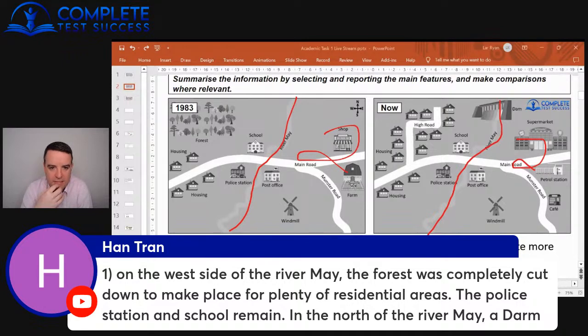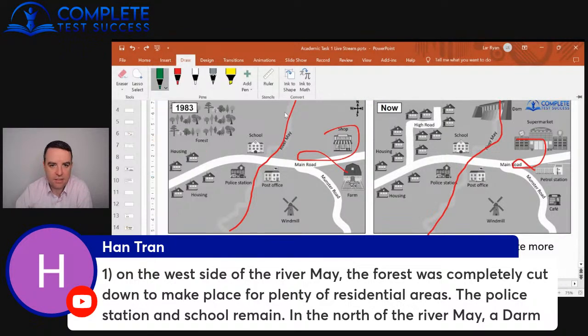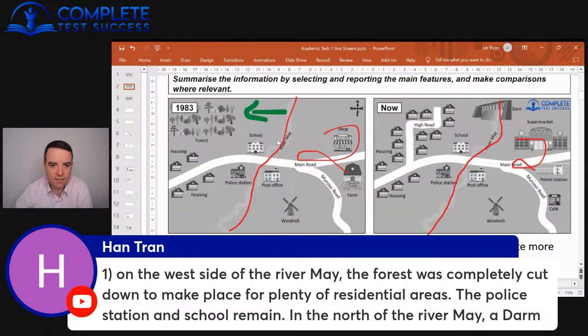Chung, on the west side of the River May. Nice. I like this. A good start. The forest was completely cut down to make. Okay, so the west side. Now, again, we need a more specific location. The west side of the map, the west side of River May, isn't necessarily here. It could be here. It could be here. It could be here. So we need more specific locations than you're giving, and not just you, Chung.